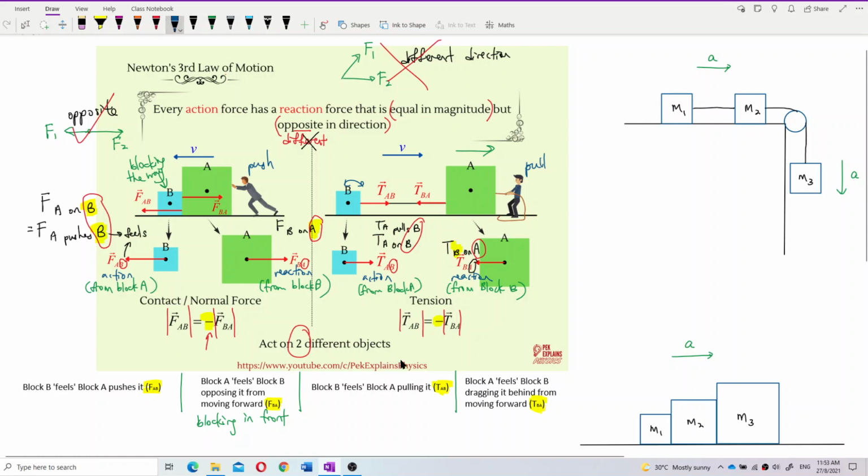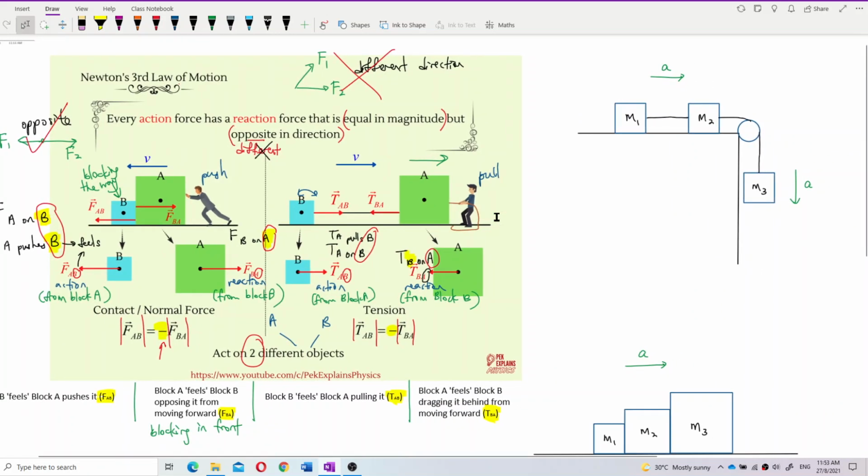Because we can say block A experiences a force, and block B also experiences a force. You see, block A experiences this reaction force, and block B also experiences the action force. So they act on two different objects. Okay, finish that. There's action-reaction force, equal in magnitude, opposite direction.